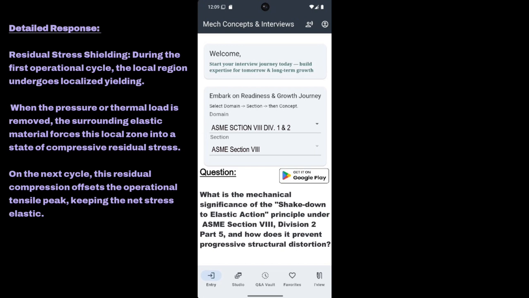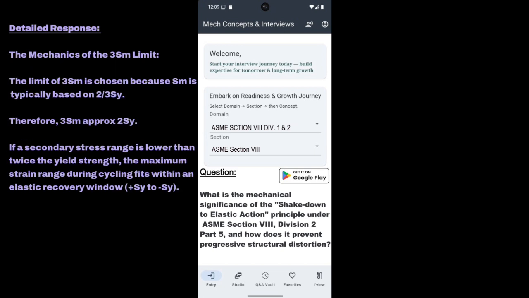So it preloads the joint in compression. Exactly. On the next startup cycle, the operational thermal expansion must first overcome this deep residual compression before it can generate tensile stress. The net stress swing remains strictly within the 2 S sub e elastic recovery window, oscillating perfectly from negative yield to positive yield without ever tearing the metal.